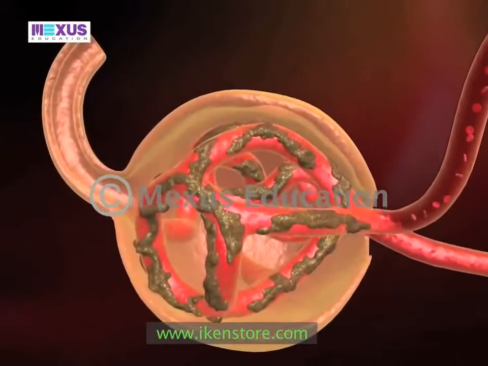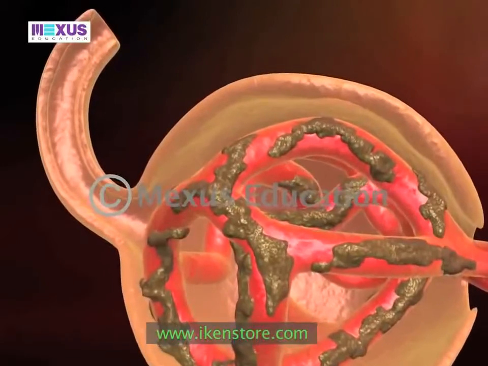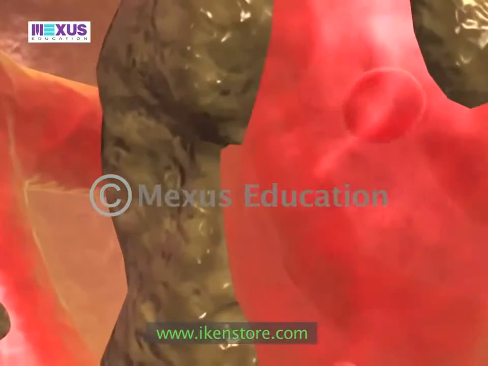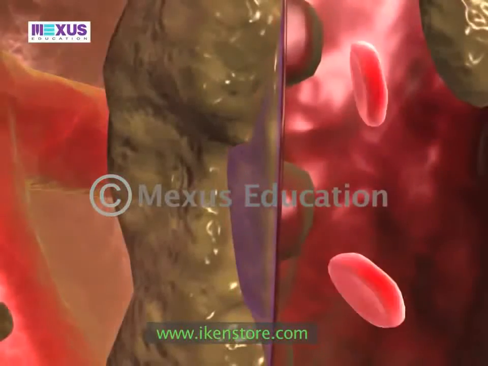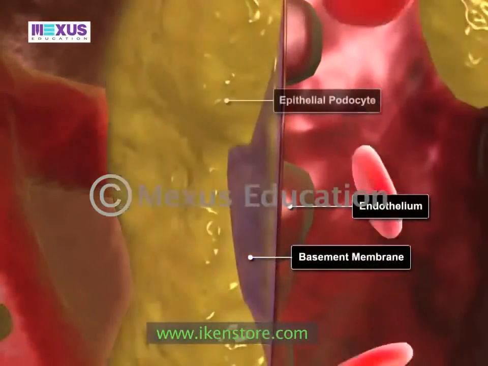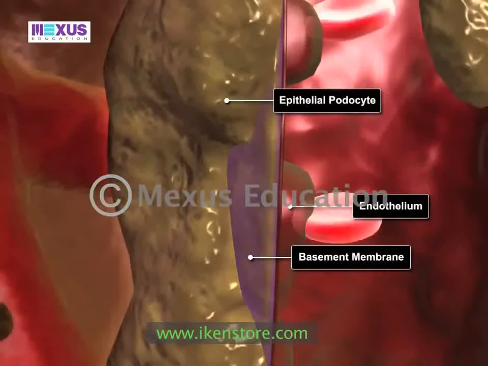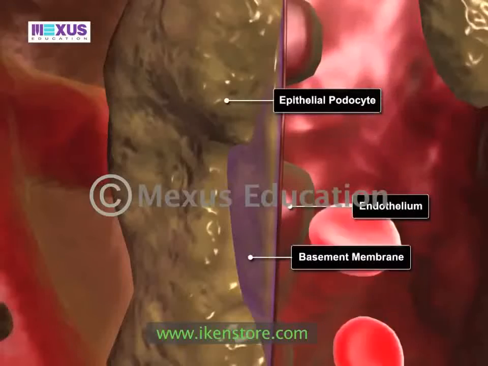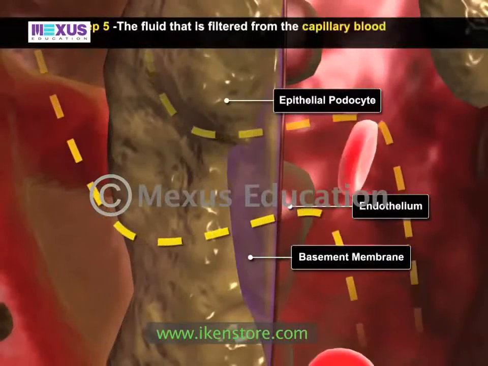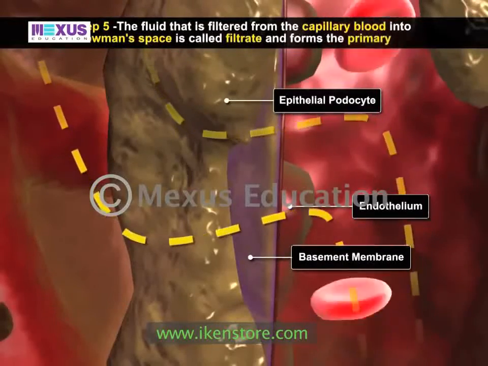Plasma-like fluid is filtered from the capillary blood into Bowman's space through the glomerular filtration membrane. The glomerular filtration membrane consists of 3 layers of capillary walls: the endothelium, the basement membrane, and the epithelial podocytes. This membrane allows some particles from the blood to pass through, but not all. The fluid that is filtered from the capillary blood into Bowman's space is called filtrate and forms the primary urine.